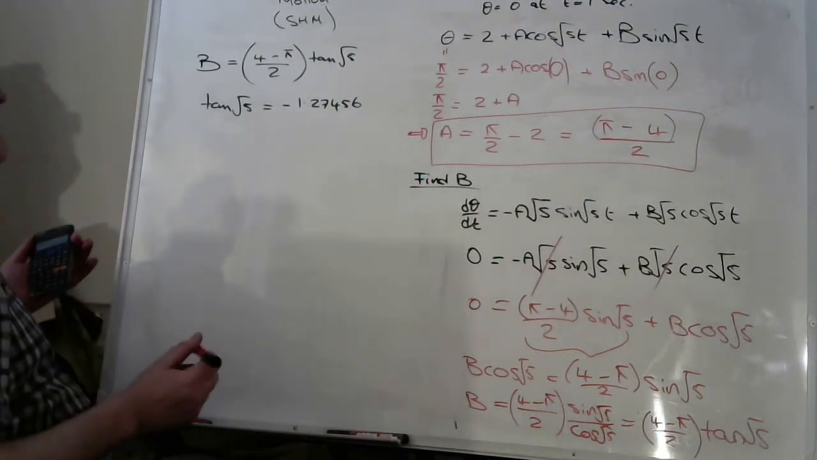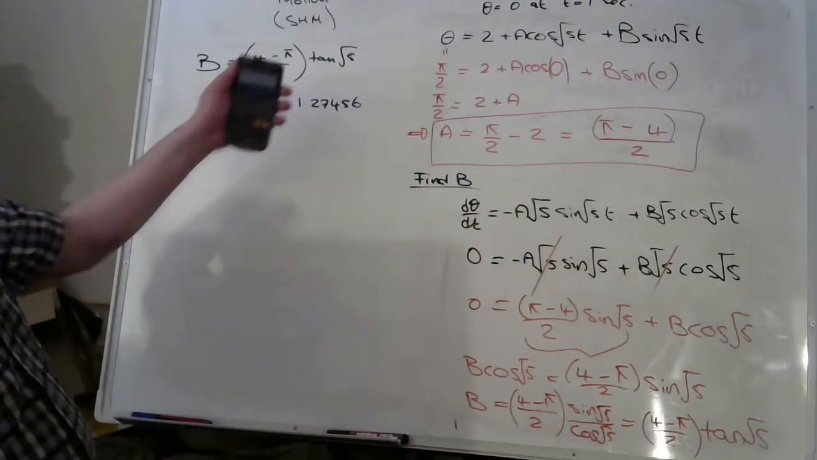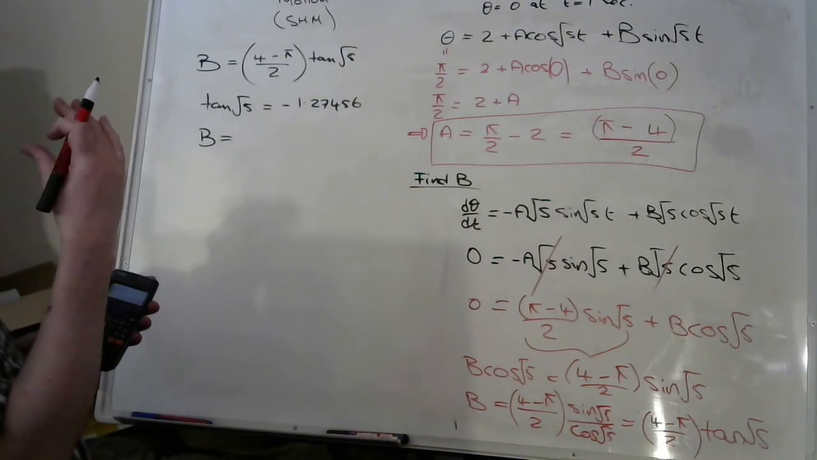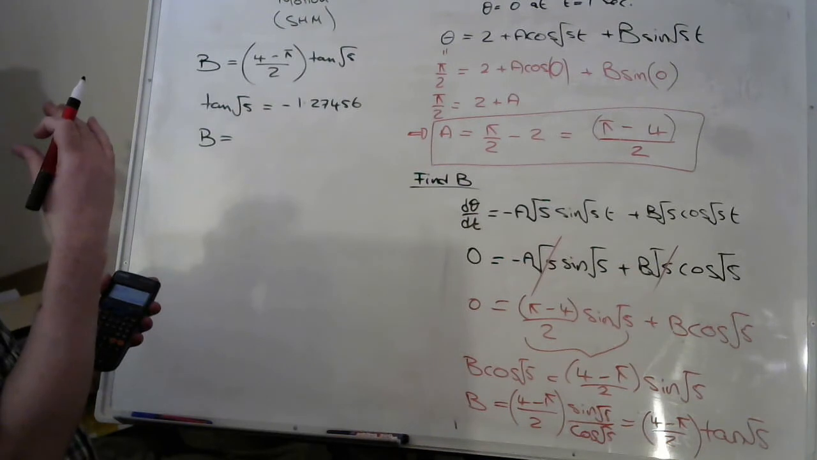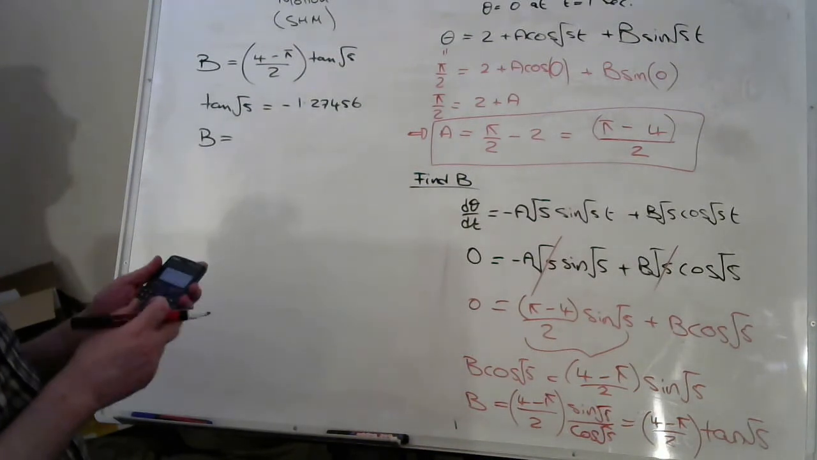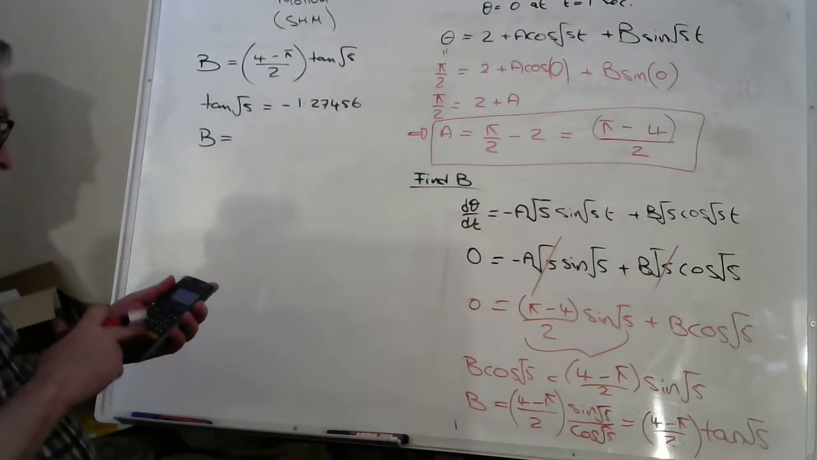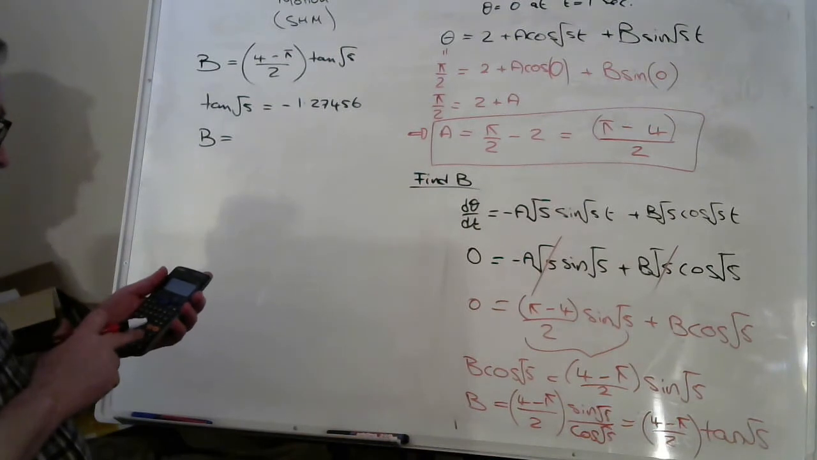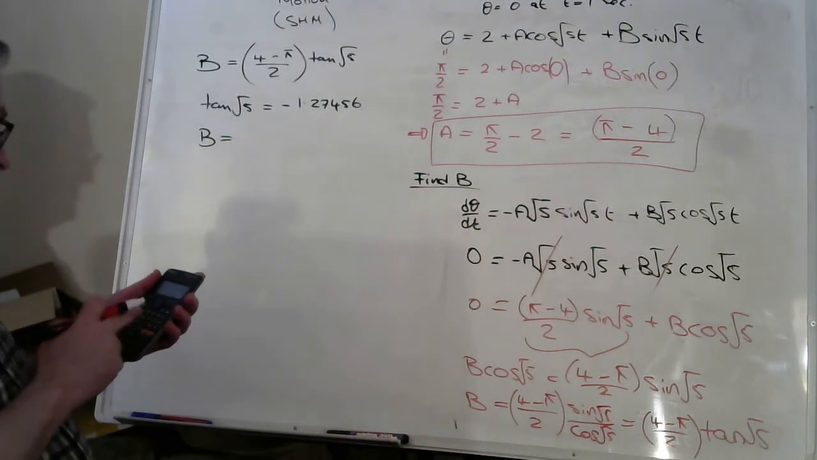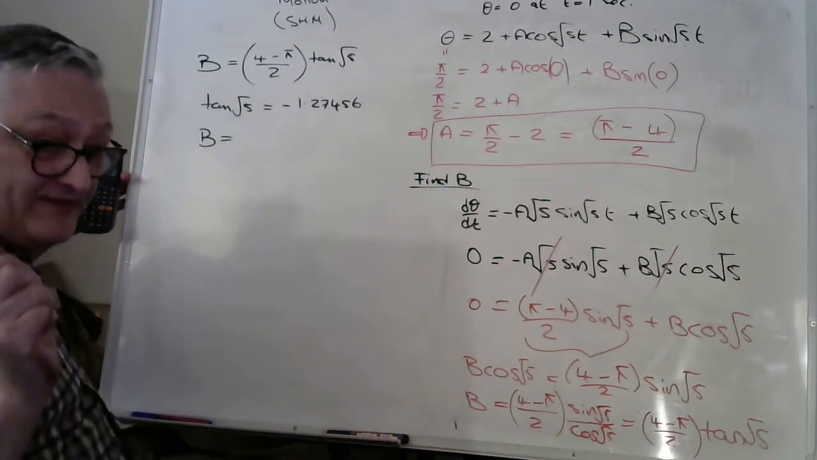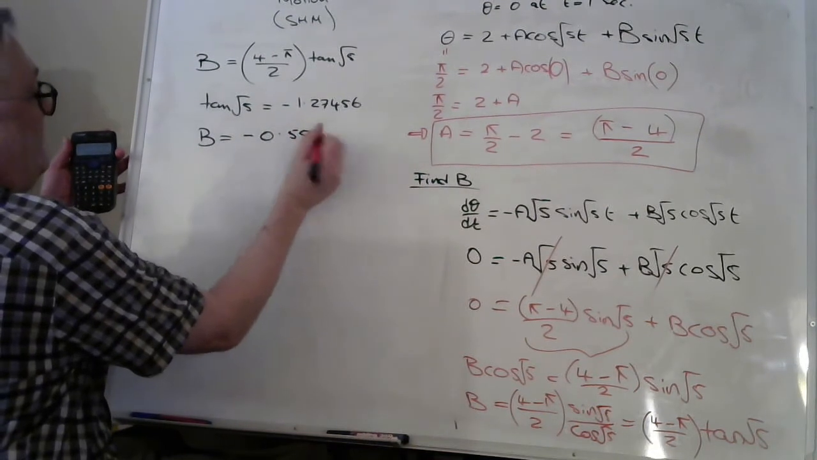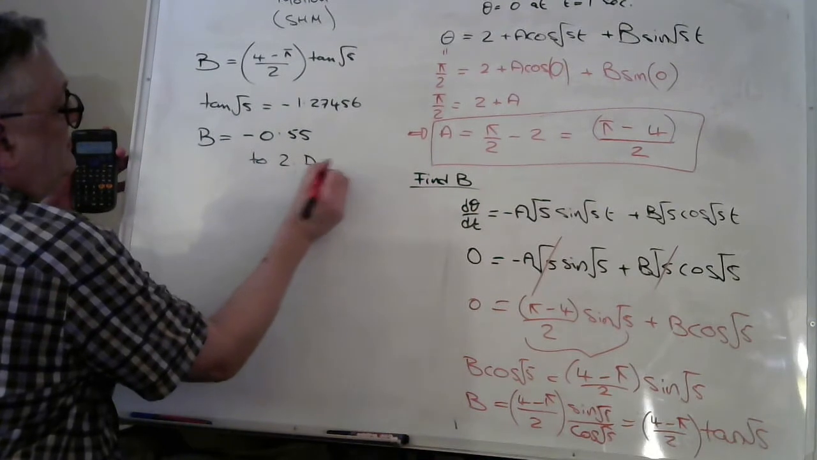Right? So B, and in fact we could actually work this out. I'm just wondering if there's an easier way of writing tan of root 5. I don't think there is. So basically, if we multiply minus 1.274556459 by what we've got in the brackets, 4 minus pi divided by 2, then we find that B, and do check this, make sure that I haven't made any mistakes, B is minus 0.55 to 2 decimal places.